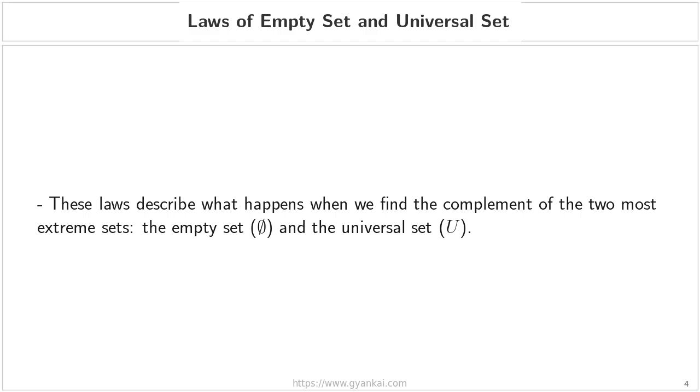Laws of empty set and universal set. Now that we have mastered how a set interacts with its own complement and how the double complement returns us to our original set, let's look at what happens at the two extreme ends of the spectrum. On this slide, we are exploring the laws of the empty set and the universal set. Think of these as the boundaries of set theory.